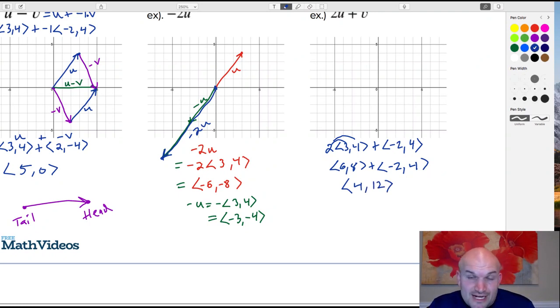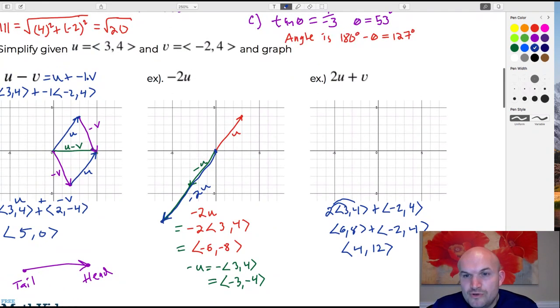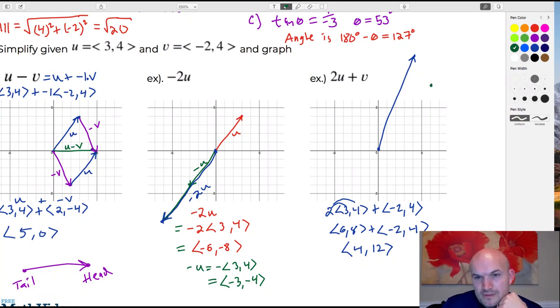All right, so first, I kind of know what my resultant vector is, right? It's 1, 2, 3, 4, and then up 12, which is going to be really, really big, way up there. All right, so let's go ahead and graph our two vectors here. Let's do 6, 8. So 6, 8. 6, 7, 8. This isn't the best one. So that is my 2u.